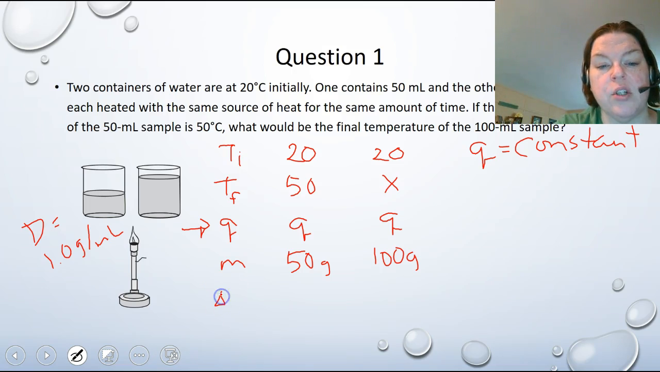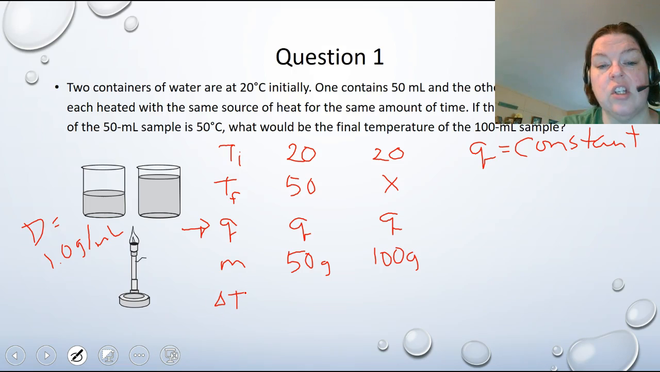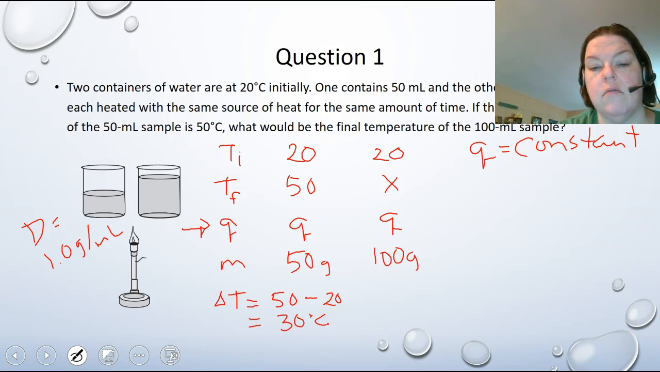Remember, change in temperature, just like change in speed or change in distance or change in time from last year, is the final temperature minus the initial temperature. So we get a change of 30 degrees Celsius. Okay, so that makes sense.